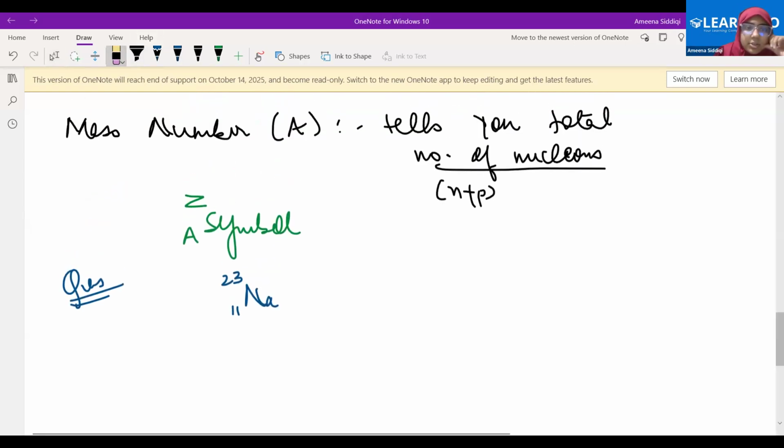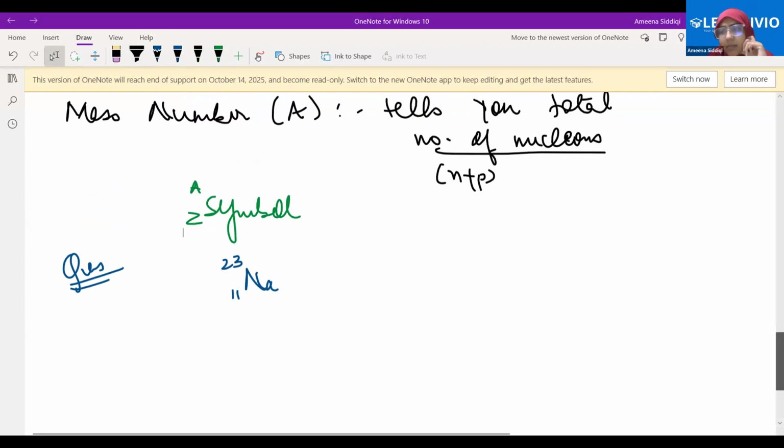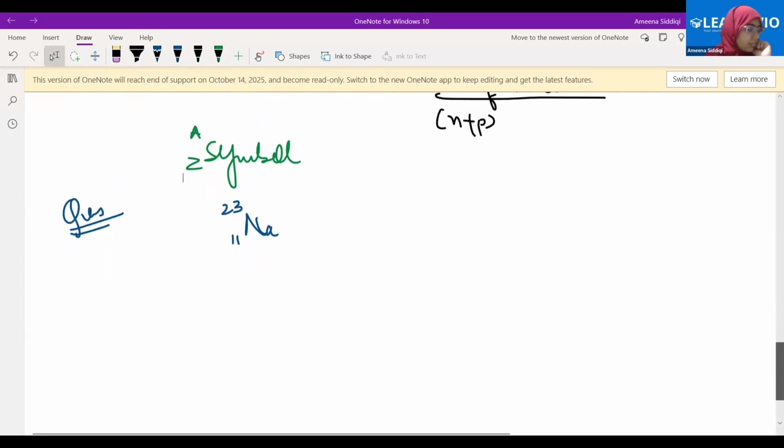Just 1 second. Sorry for the mistake. I've written it oppositely. A will be on the top side and Z will be in the bottom side.